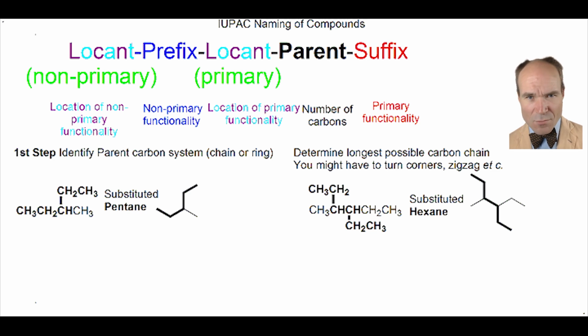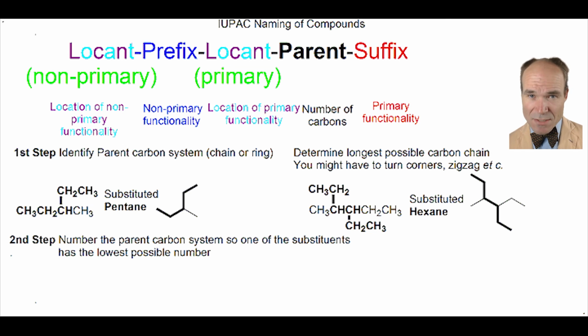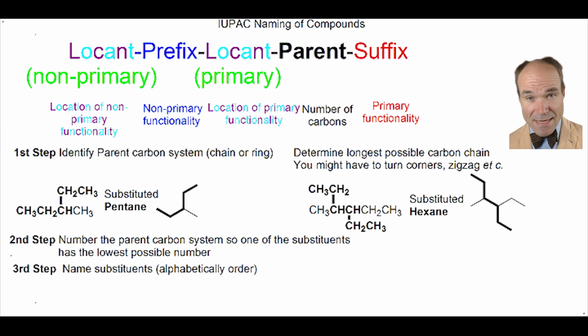So we have worked out the parent part of the molecule. The second step is to sequentially number the parent system. We want to make sure that one of the functional groups has the lowest possible number. The third step is to name the substituents that are attached to the parent system, and where they are not the highest priority, we need to list them in alphabetical order.